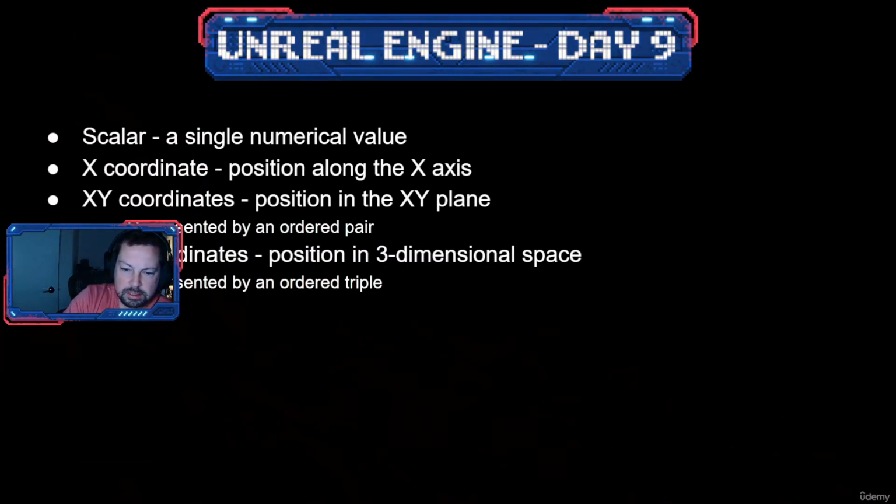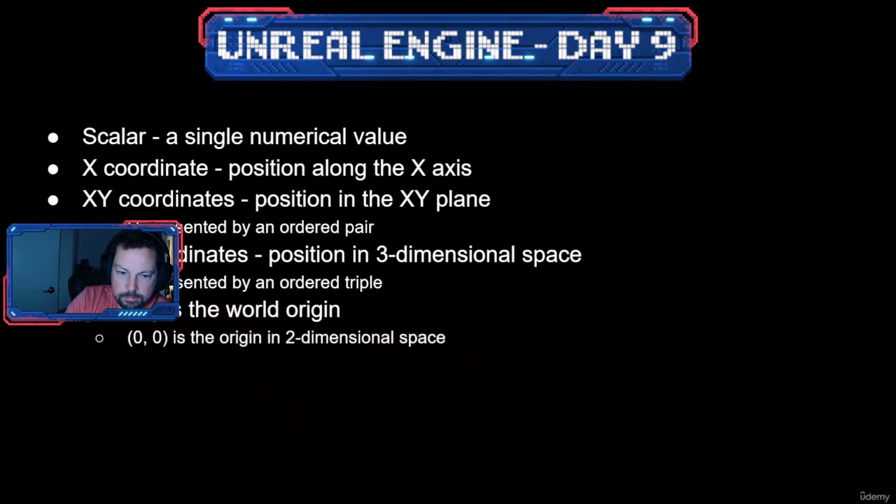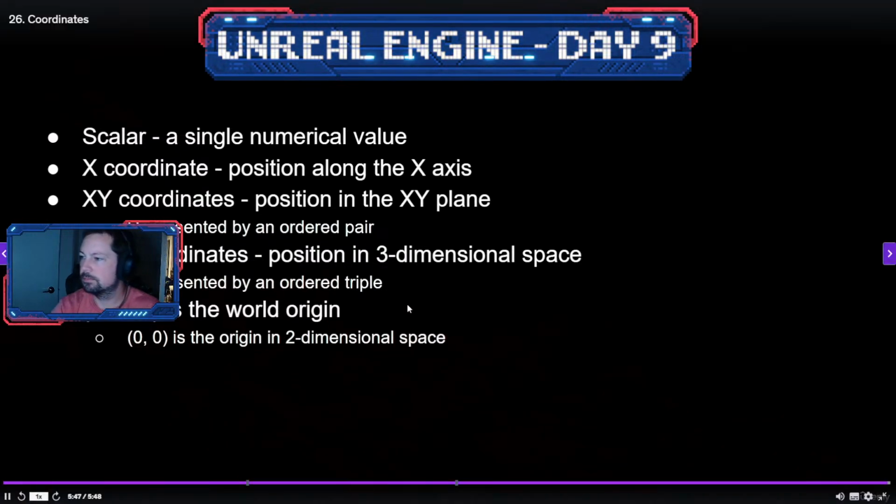And we learned that in any coordinate system, the point in space where all coordinates are 0 is the origin. So in three-dimensional space, the point 0, 0, 0 is the world origin. And in 2D space, that would be 0, 0. So now we understand coordinates, and these are crucial to understanding vectors, which we'll talk about next.